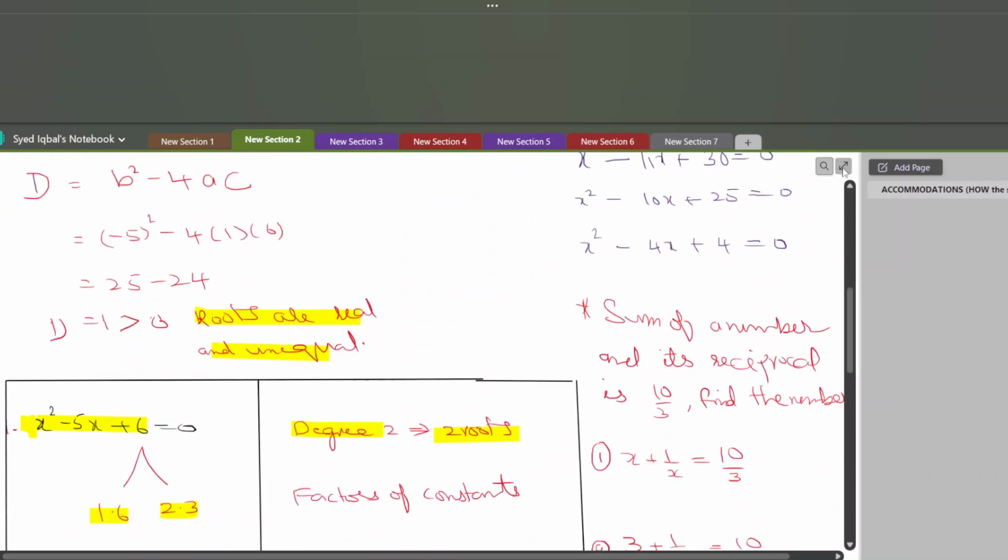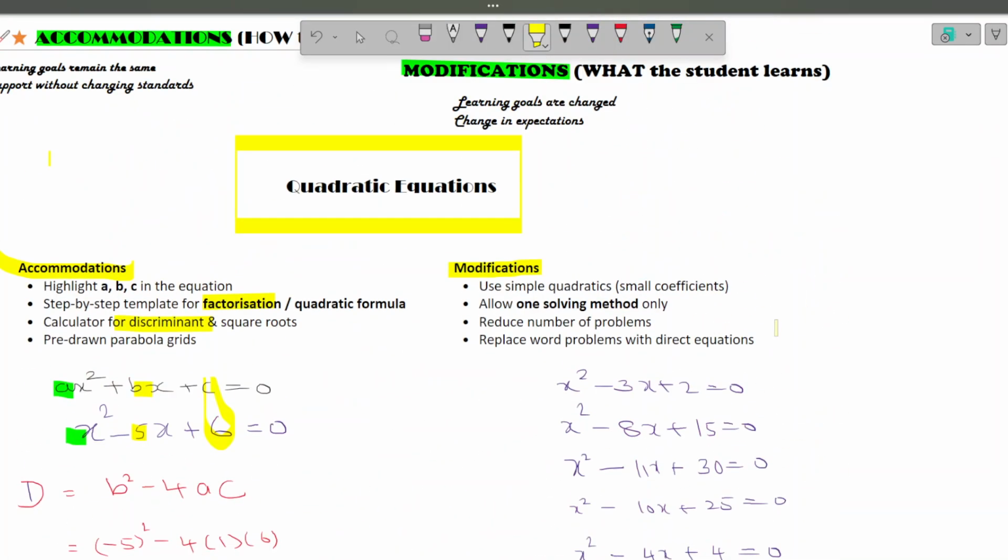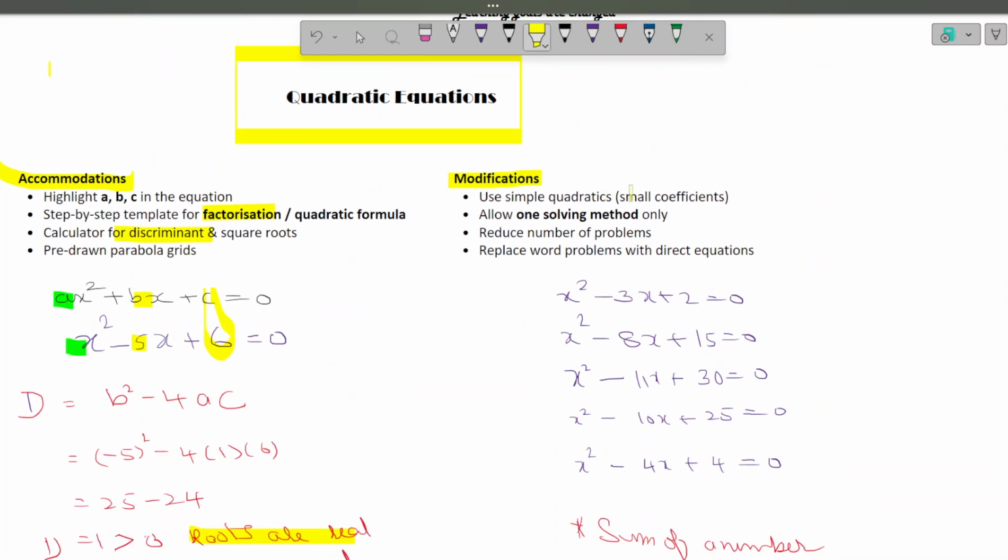Okay, next comes modification. What modification? We have to use small coefficients. You see, small numbers like 2 and 3, simple factors. And we have to allow only one method. Only the factorization I have shown you. Don't go by the formula method. Don't go by synthetic division. Don't go by the perfect square method. Only factorization is the simple one.